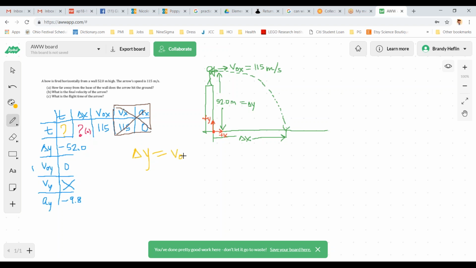So delta y equals v naught y t plus 1/2 ay t squared. That's the only equation we have that doesn't involve vy and involves the 4 variables that we have. So now we can plug in values.